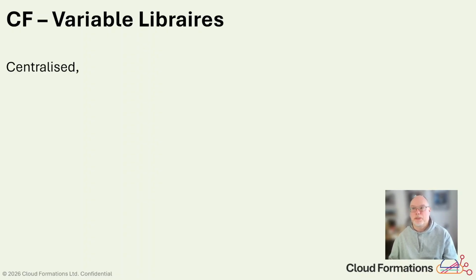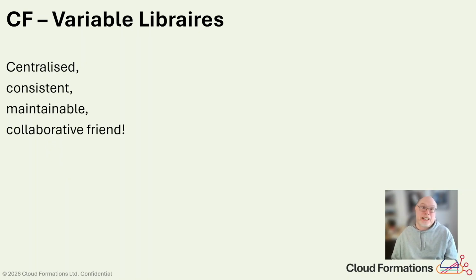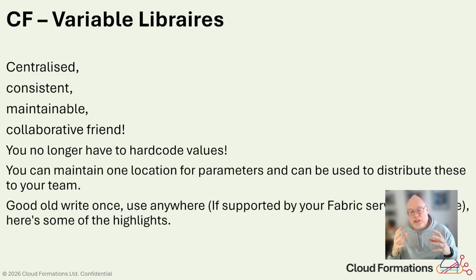They're a library to store your variables. So they're a nice, centralized, consistent, maintainable, collaborative friend. In a lot of ways, you don't have to hard code values, some parameter values maybe you need universally across notebooks and pipelines, or reusable parameters. You can maintain them in one location. You can have one variable library and use it to distribute them to your team that's building things in Fabric. It's good old write once, use anywhere, if supported by your Fabric service of choice. At the moment, we're mainly concentrating on data pipelines, notebooks, and you can use them also now, along with Key Vault, in Fabric user data functions.